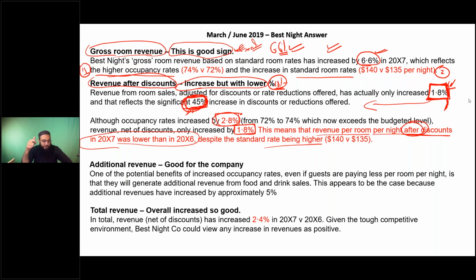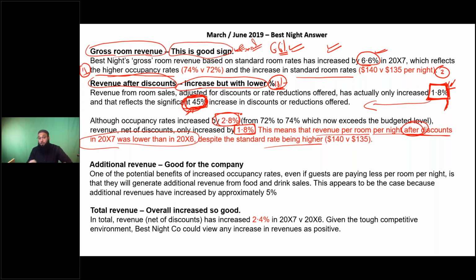Great, perfect. Okay, so this is clear, which means gross revenue is not giving the real message. It's the net revenue that explained that discounts were so much to improve your occupancy levels. So you compromised on prices to improve occupancy level. Perfect.